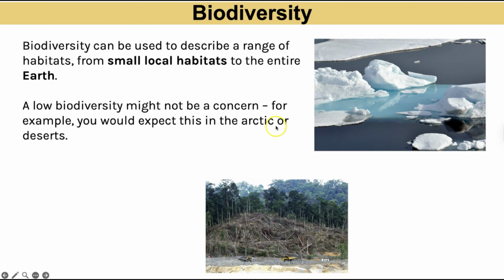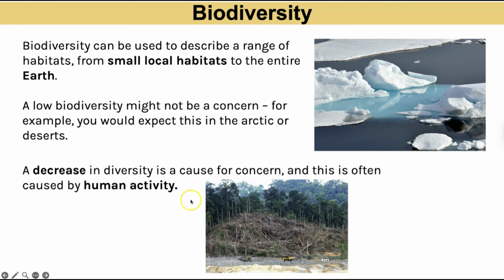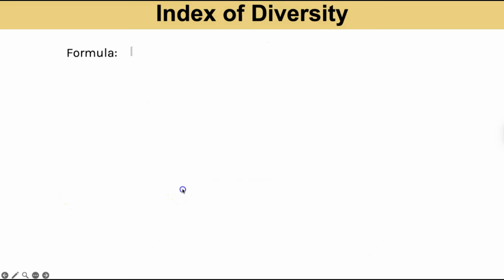And a low biodiversity isn't always a cause for concern because it might be naturally there is just a very, very low biodiversity because there's such harsh abiotic factors, say for example in the Arctic or anywhere with extreme abiotic factors. The concern is when you have an area that had a high biodiversity and it's starting to decrease because something is causing individuals and maybe entire species to die out. And often that is due to human activity.